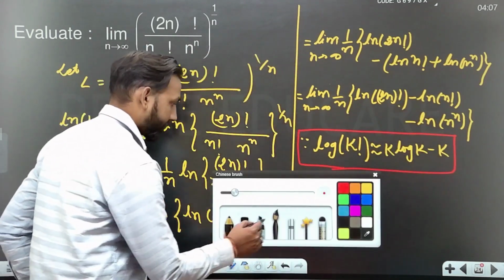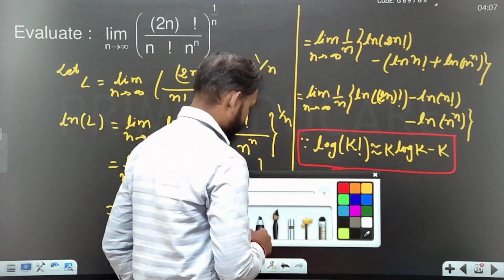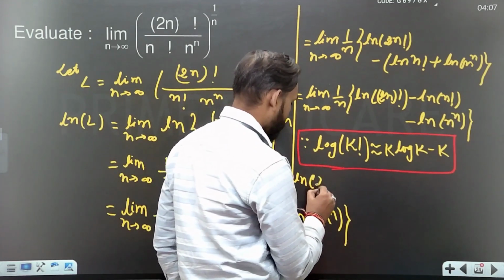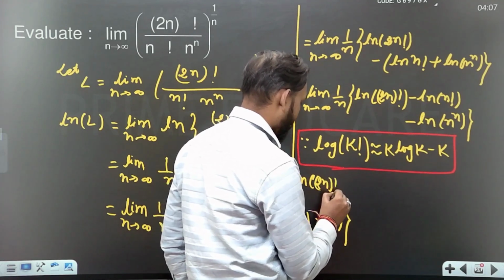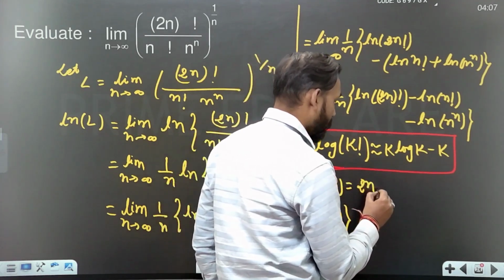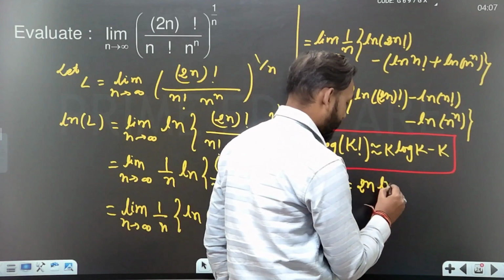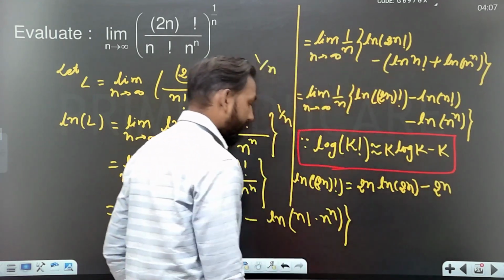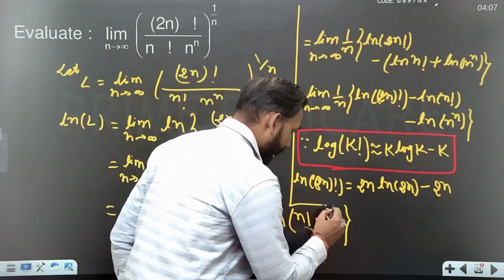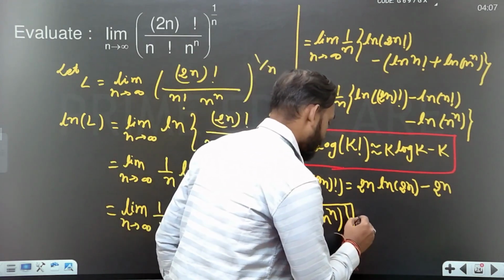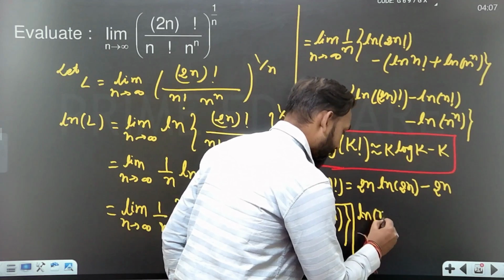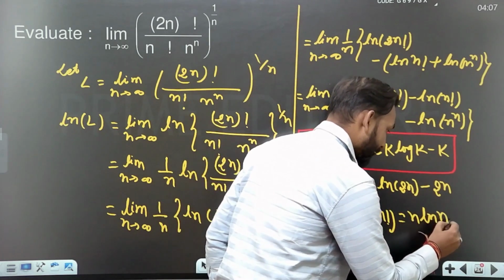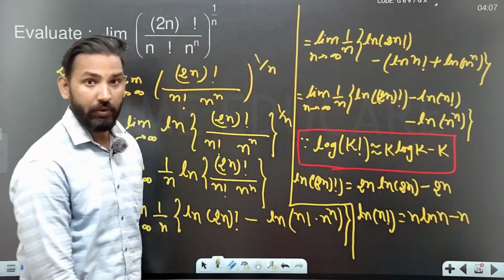Then we write ln factorial 2n as 2n ln 2n minus 2n, right? And also we have ln factorial n, we can write it as n ln n minus n. Yes or no? Right?